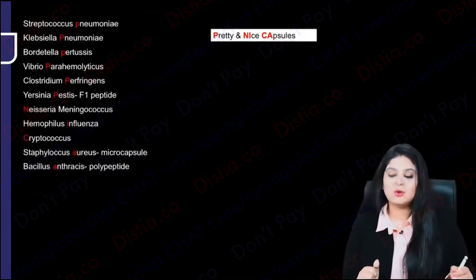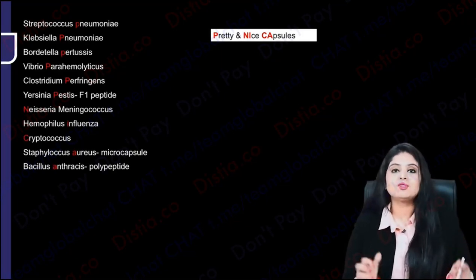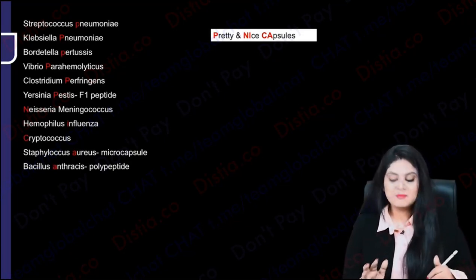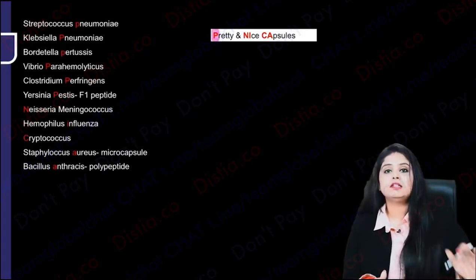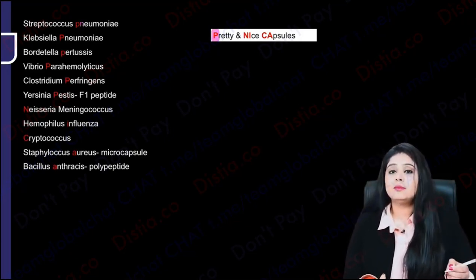Now you will ask me, what are all the capsulated organisms in the body? And I have that smile on my face because I know it's not an easy mnemonic. I've tried my best to assimilate things. Pretty nice capsules. I don't think they're pretty nice because the mnemonic's not so nice. But please note, pretty tells me it's all the P's that you can think of. So if you ask me which Streptococcus, I'll say Streptococcus pneumoniae. Even a little bit about Streptococcus pyogenes I'll tell you.